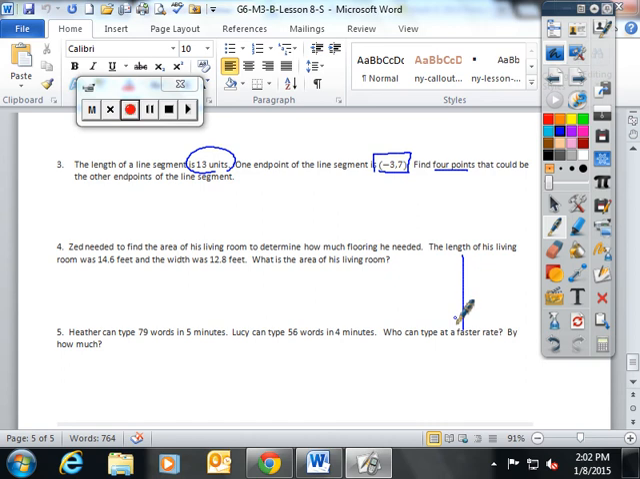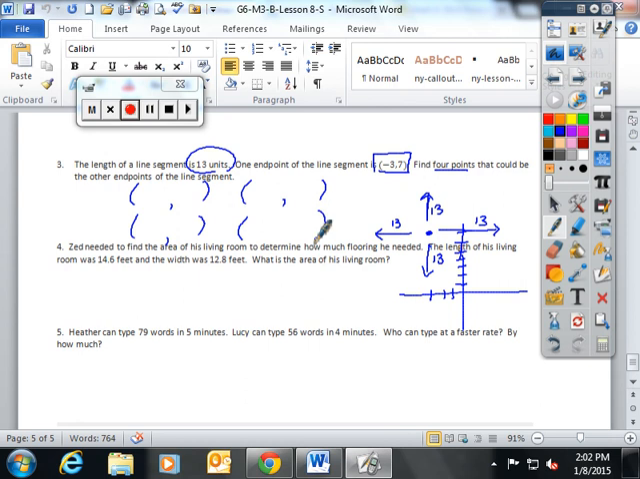So if you thought about it, -3, 7 is right here. So you want to find a point 13 units away in this direction, 13 units away in this direction, 13 units away in this direction, and 13 units away in this direction. And as you can see, no coordinate plane is provided. So the students really have to understand distance, okay? So I'm going to make 4 blank coordinate pairs, and I'm going to think about this.